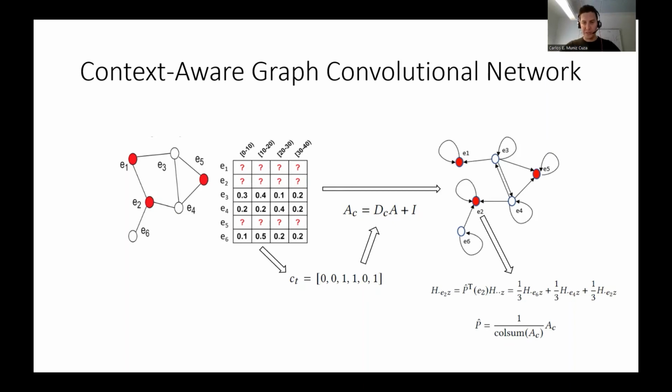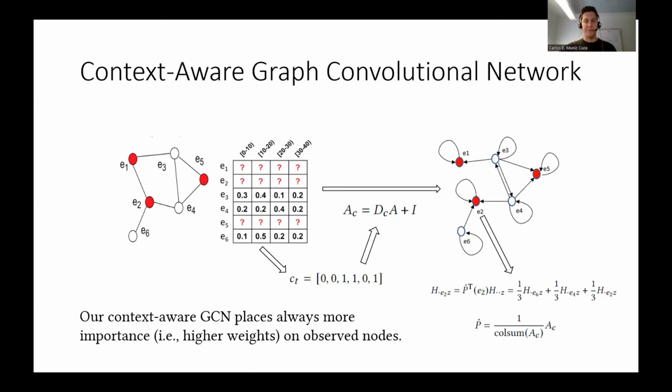The diffusion matrix P contains the weights associated to each node and is calculated using the context-aware adjacency matrix. After applying the diffusion process, we update the context vector C since observed information has reached missing nodes, and the context-aware matrix is recomputed. In general, we prove in the paper that our context-aware GCN places more importance, in other words, higher weights, on observed nodes, hence its relevance in the context of nodes with missing information.